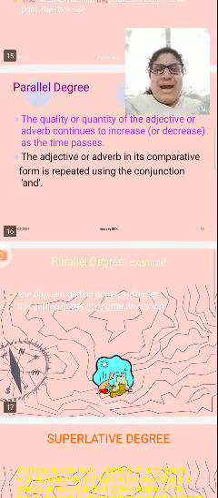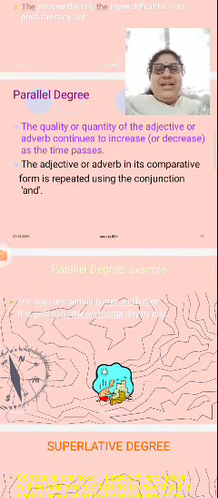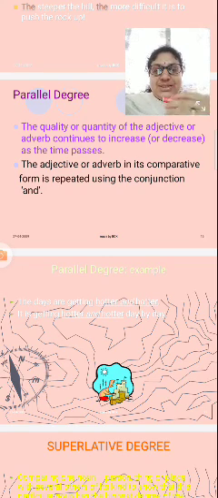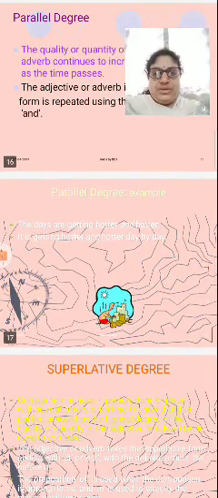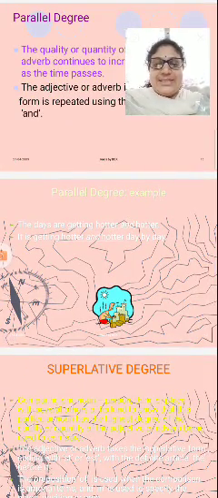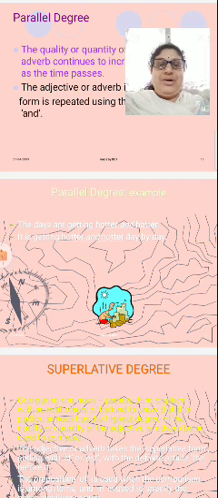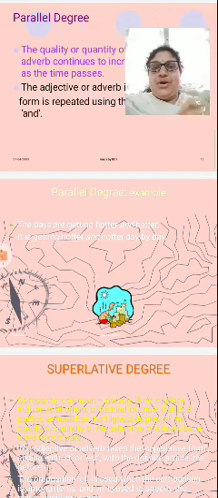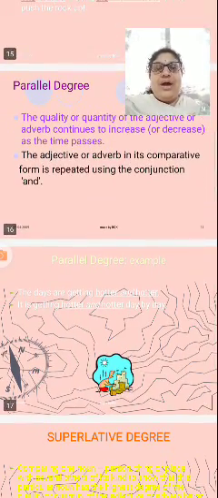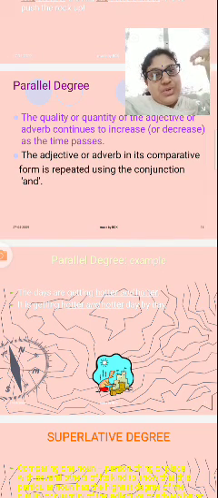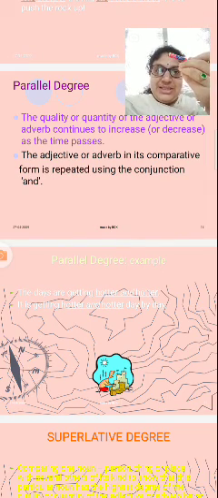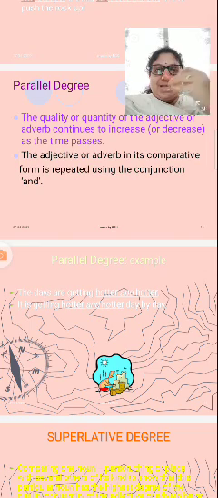So what is a parallel degree? Parallel degree continues to increase or decrease as the time passes. Now we are going to see the example. The days are getting hotter and hotter. What is a parallel degree? I already told you, it continues to increase or decrease as the time passes.